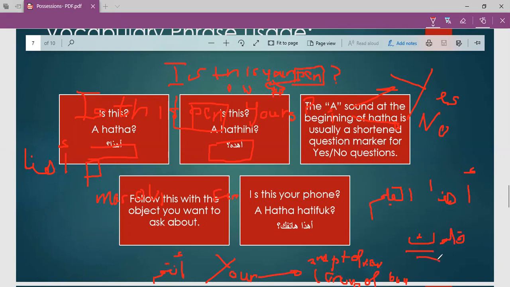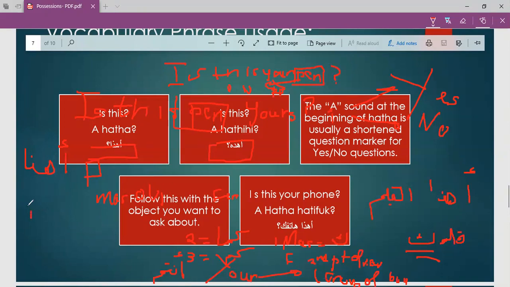We know that this is different here. When you're talking about one, masculine singular or feminine, it's ka or ki. When you're talking about two, it's ka and ma. If you're talking about three or more, it's ka and ma down. Okay? If it's two, I'm going to repeat.